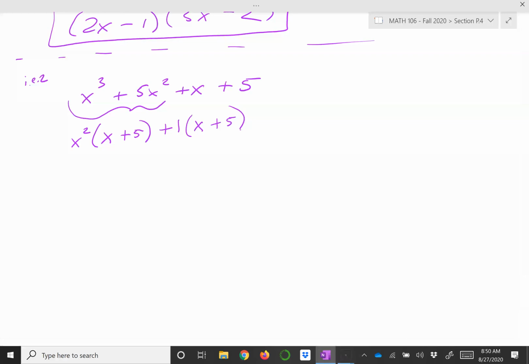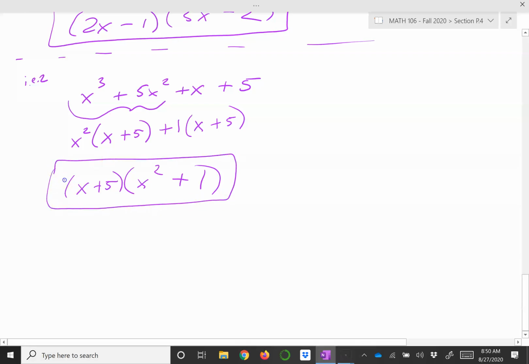What's the common term? X plus 5. So that goes out front here. And then finally, what's left? Well, this is why I left that 1 there, even though I probably didn't have to have it there. Now I know the next term is x squared plus 1. I didn't want to lose track of that 1, so I kept it in this case.